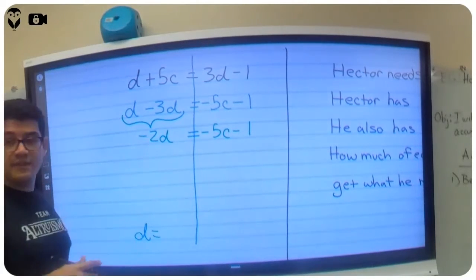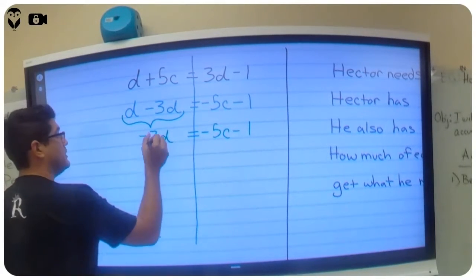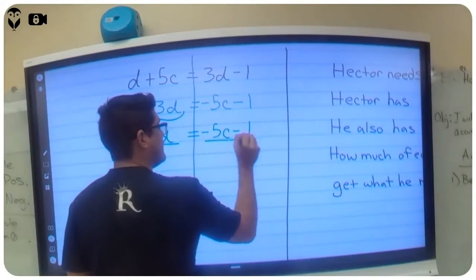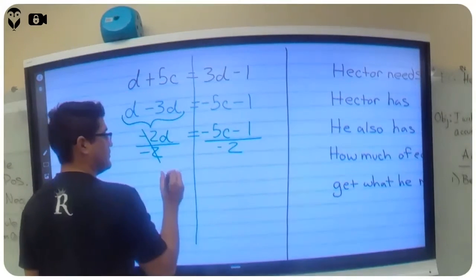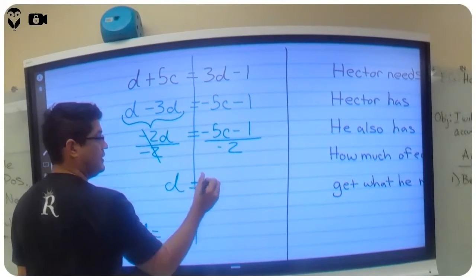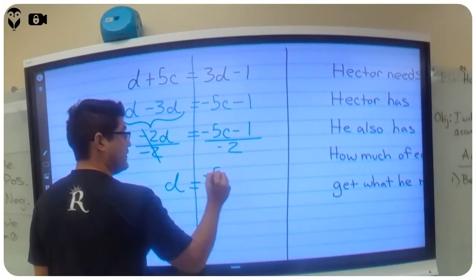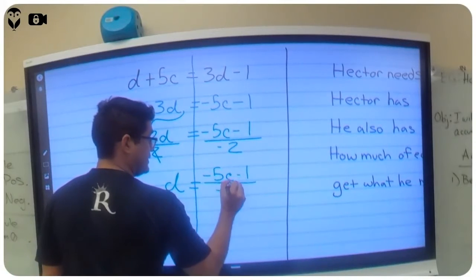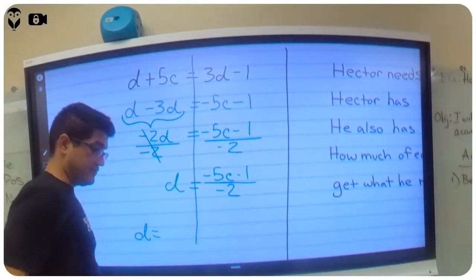So now we just have to leave the letter D by itself. So we're going to be dividing by negative 2 and dividing by negative 2. So now we know that the letter D equals (negative 5C minus 1) divided by negative 2.